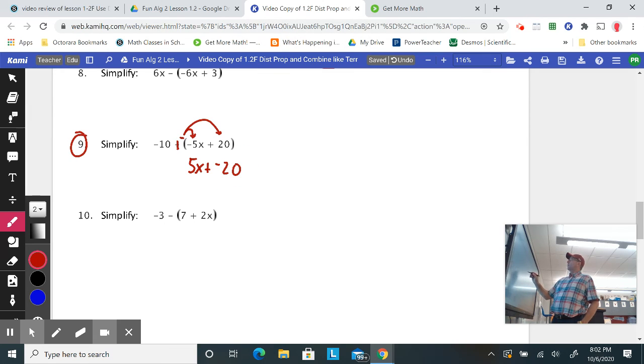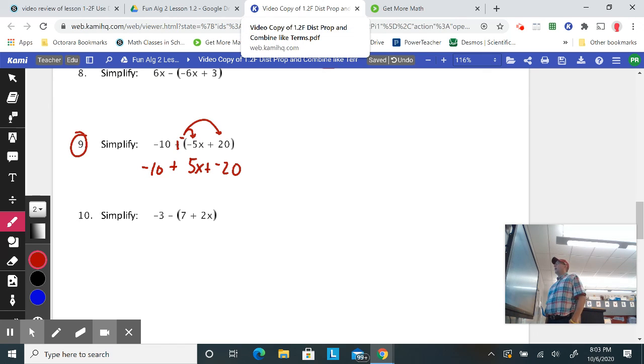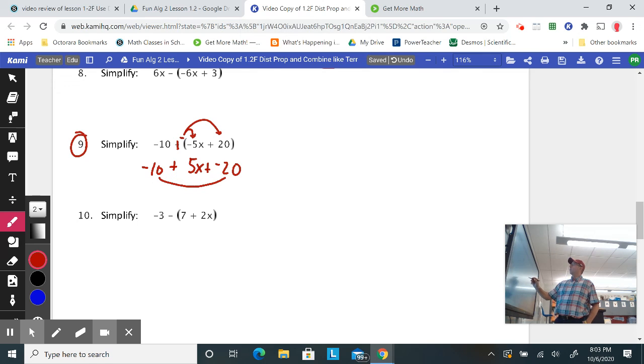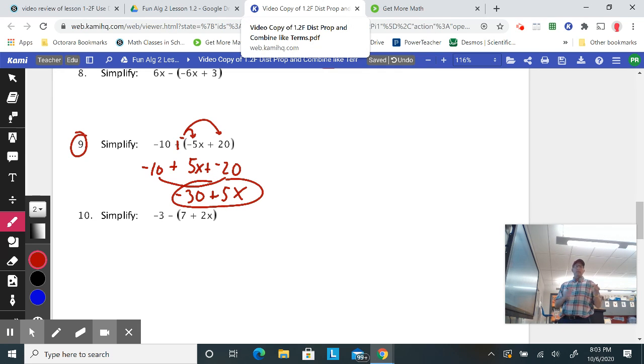And since we distribute it, we can get rid of the parentheses, bring everything else down, and now we can add the -10 and -20, get -30 plus the 5x. They're not like terms, so that's as simple as we can make it.